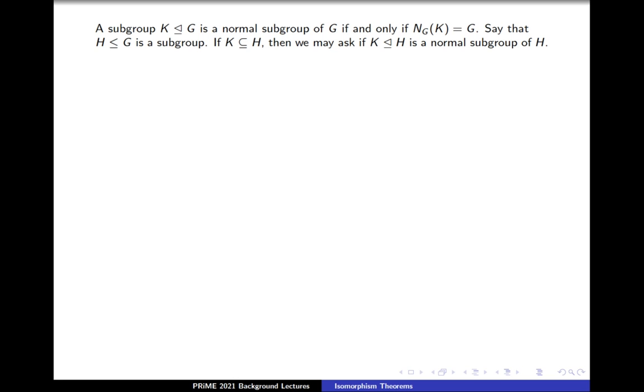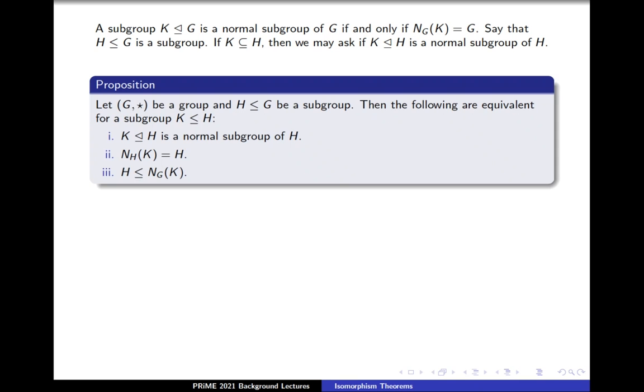A subgroup K of G is a normal subgroup of G if and only if the normalizer in G of K is equal to all of G. Let's assume that H is a subgroup of G, and if K is contained in H, we may ask if K is a normal subgroup of H.